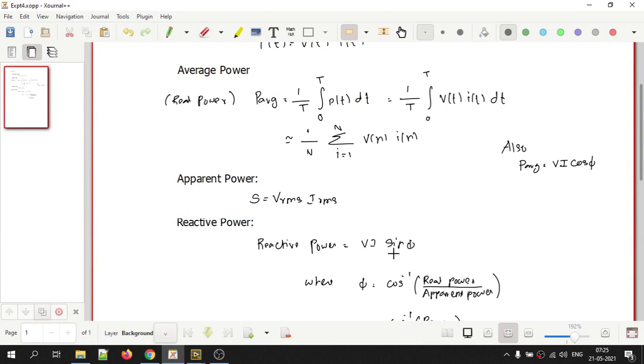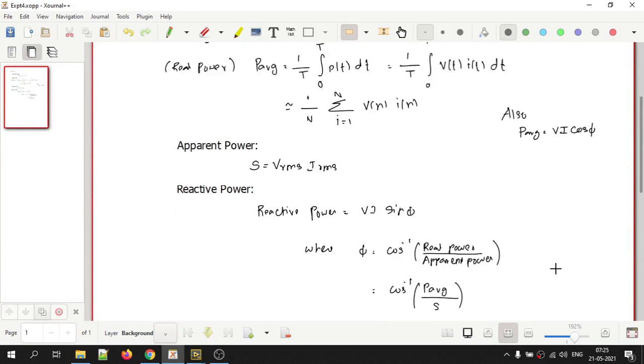Reactive power formula is V I sin phi, where V is Vrms, I is Irms. For that we require sin phi. How to find phi? So we know that power factor cos phi is real power by apparent power. So therefore phi is cos inverse of real power by apparent power, and once phi is known, we can calculate reactive power also. So let us develop this LabVIEW program.